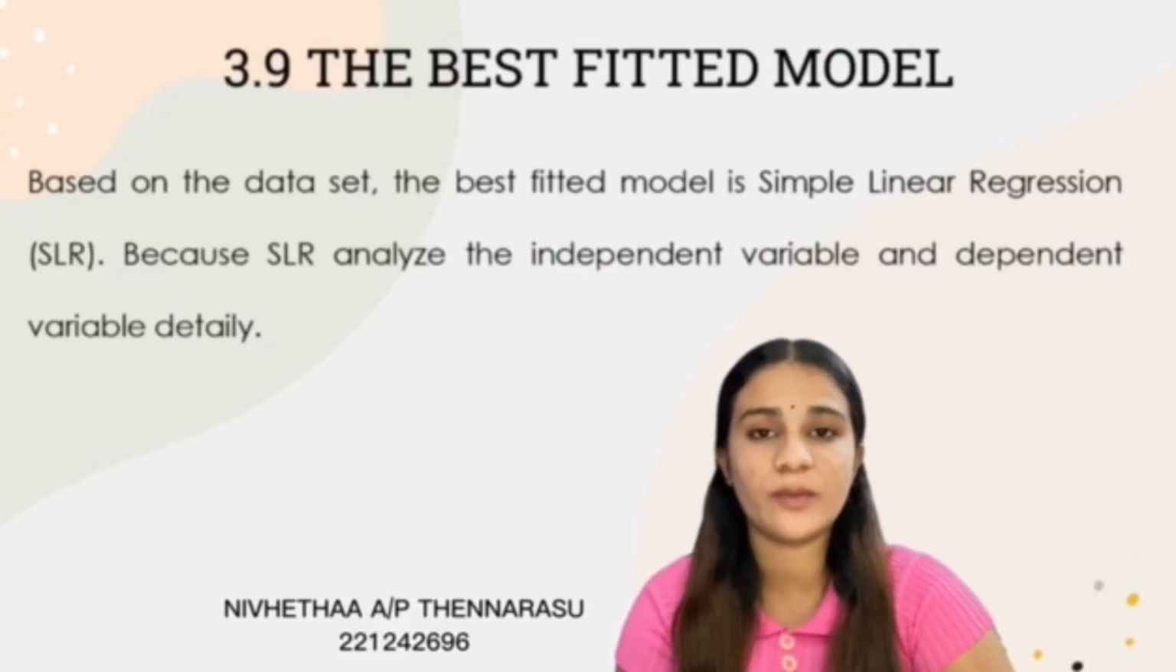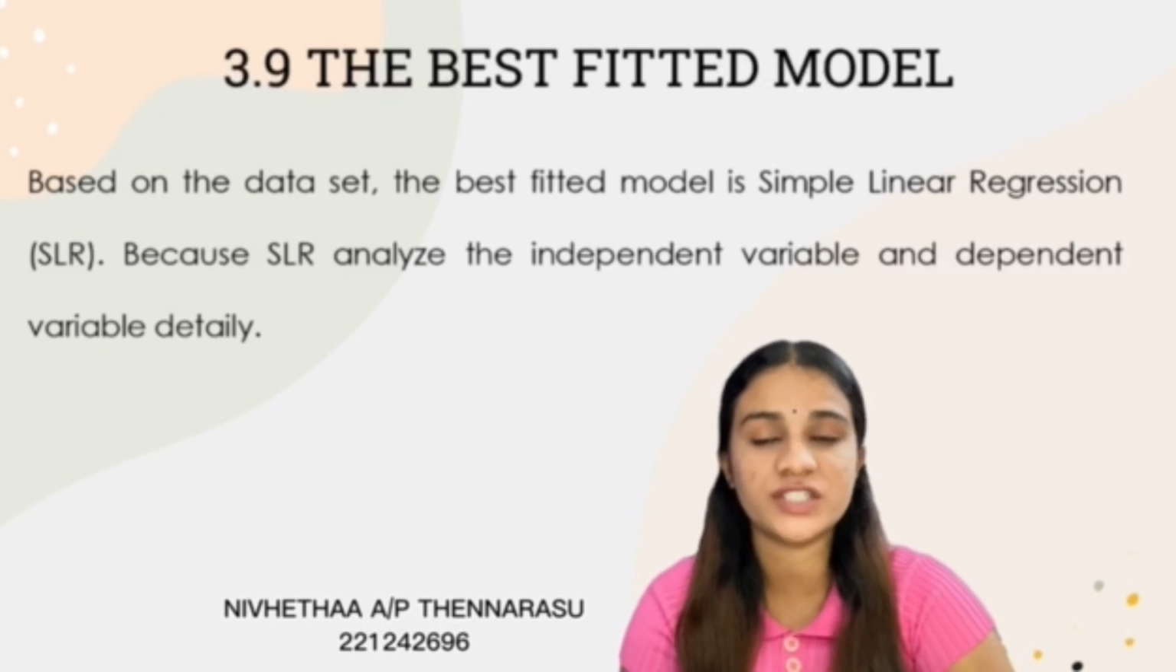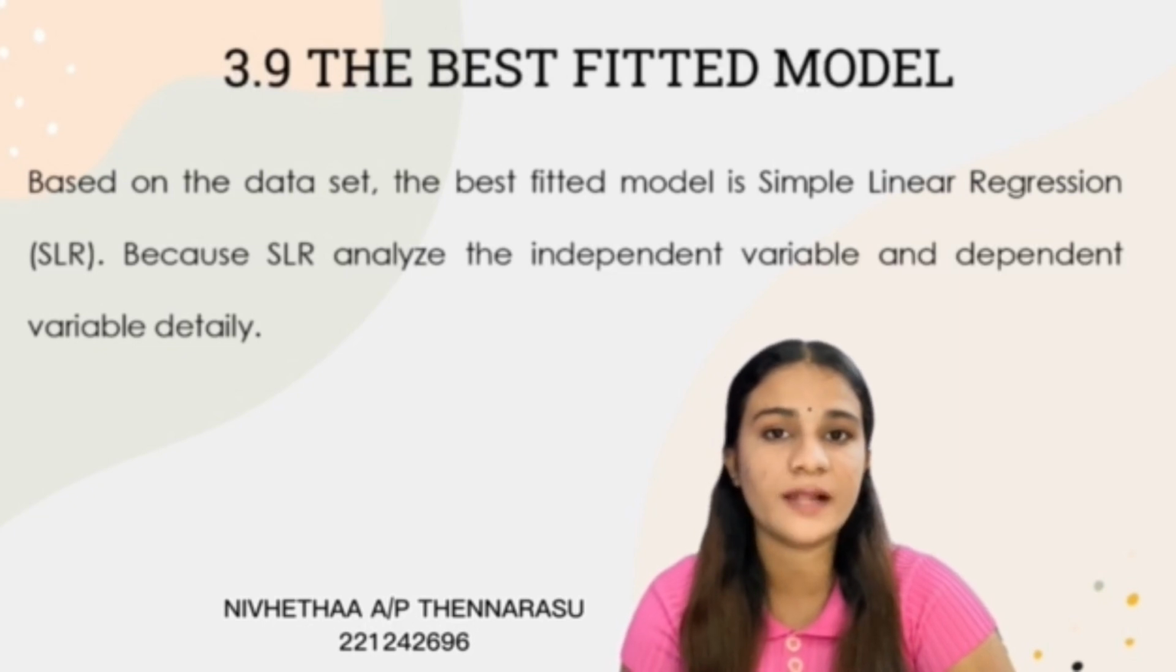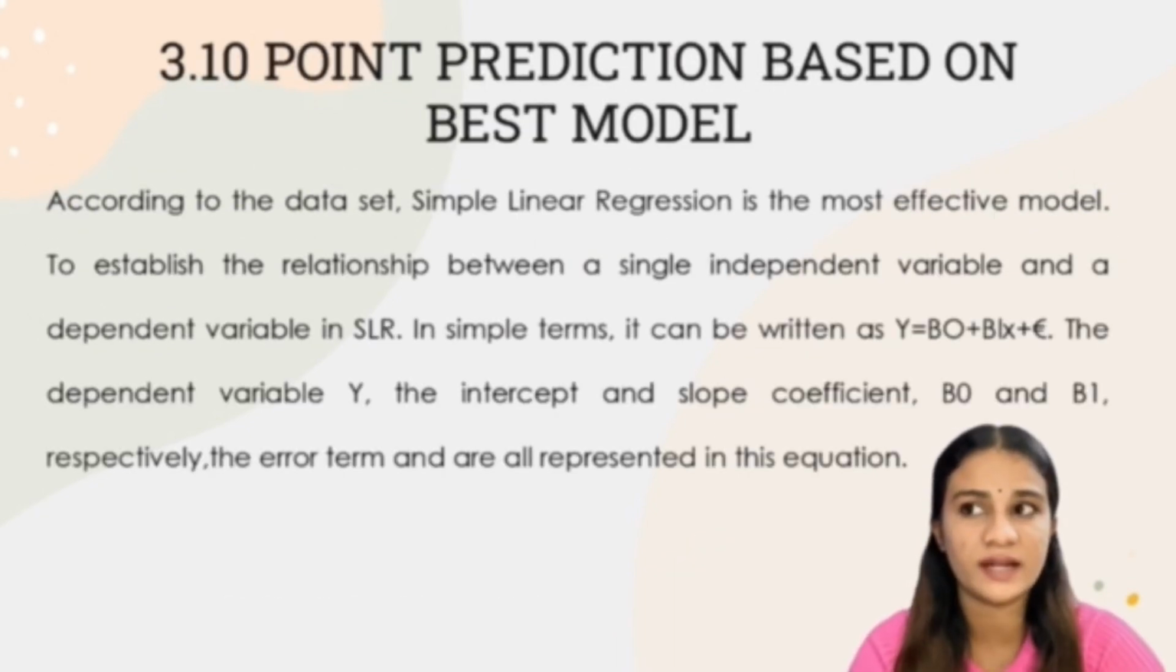Now, I'm going to explain 3.9, the best fitted model. The best fitted model according to the data set is simple linear regression, which is called SLR. It is because it helps to analyze the independent variable and dependent variable in detail. Moving on to 3.10, point prediction based on the best model. The simple linear regression is the most effective model.